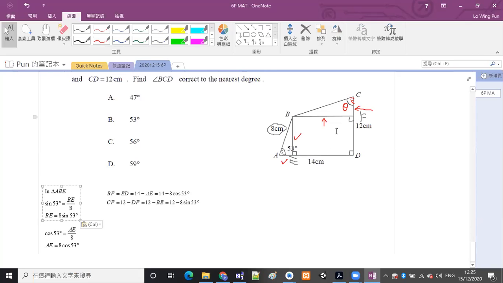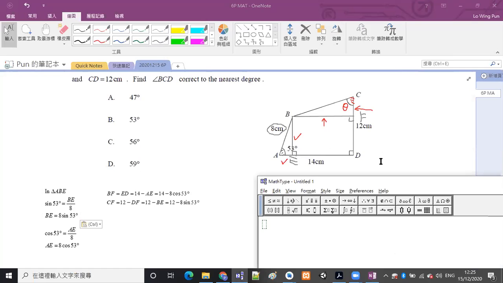Okay, so now in triangle BCF, we have already found the length of BF and CF. And then we are ready to calculate the value of theta by setting up an equation. Tangent theta is equal to opposite side BF over adjacent side CF. Okay, so tangent theta is equal to 14 minus 8 cosine 53 degrees over 12 minus 8 sine 53 degrees.